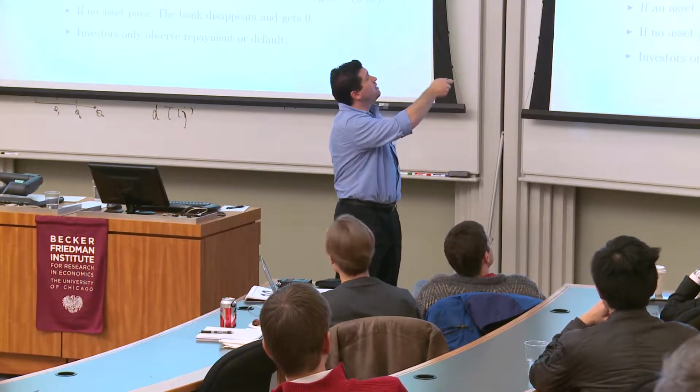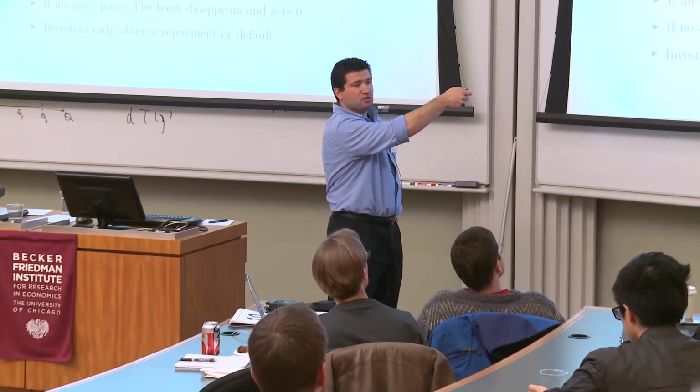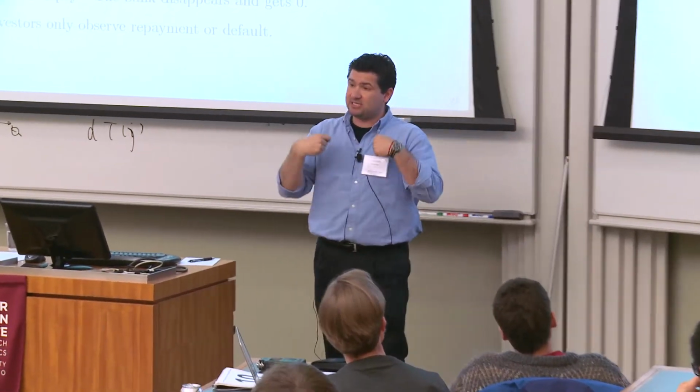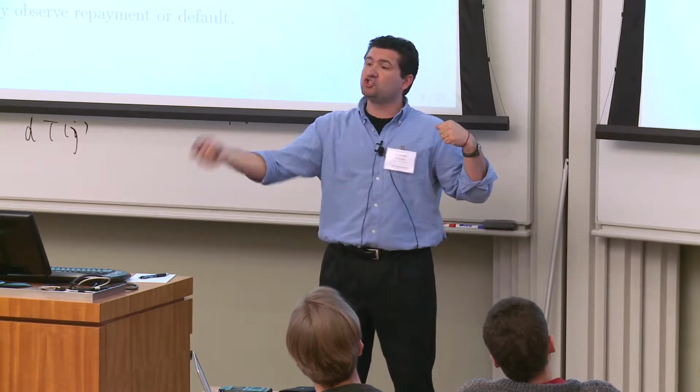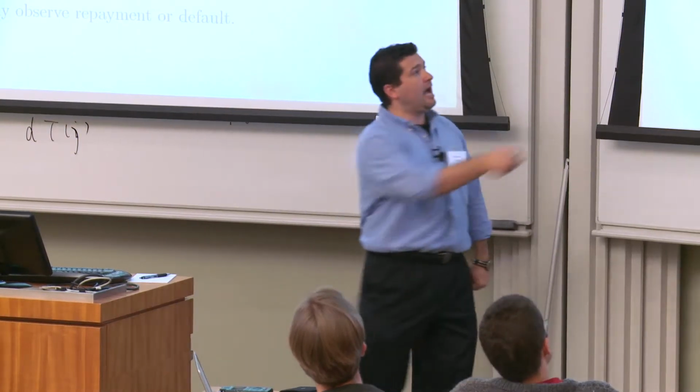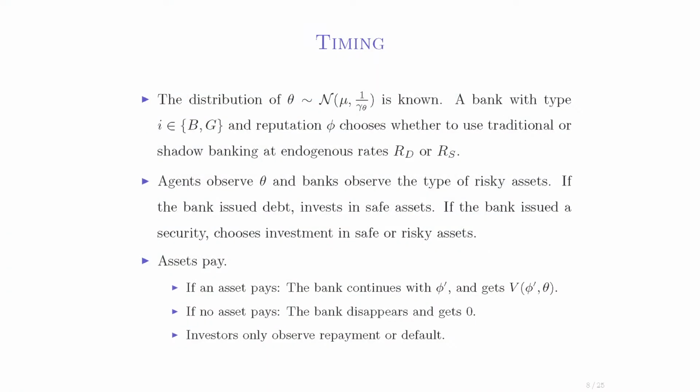And now a bank that has a given type and a given reputation will choose whether to finance itself, to use traditional banking to raise that dollar, or to use shadow banking to raise that dollar. And there are going to be interest rates in the traditional banking or in the shadow banking that will be determined endogenously. Then, after the financing happens, everybody observes the theta, the banks observe the type of the risky asset, so the bank opened the risky asset lid.